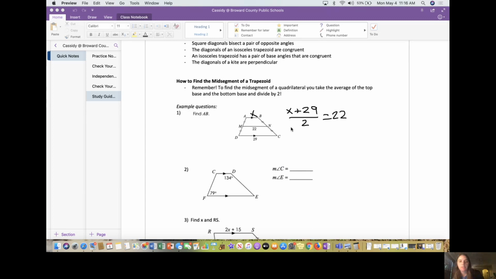All right, so that's going to be the way we're going to set up our equation. From here, at first it looks a little tricky, but the easiest way to solve this is just by getting rid of that fraction. So we're going to multiply.